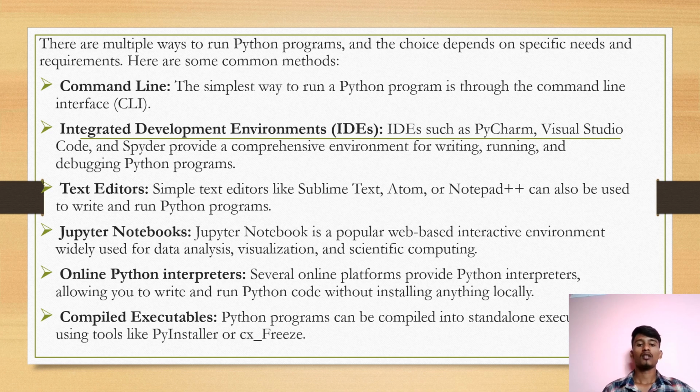Here are some common methods. Command line. The simplest way to run a Python program is through the command line interface. Integrated development environments. IDEs such as PyCharm, Visual Studio Code, and Spyder provide a comprehensive environment for writing, running, and debugging Python programs. Text editors. Simple text editors like Sublime Text, Atom, or Notepad++ can also be used to write and run Python programs.